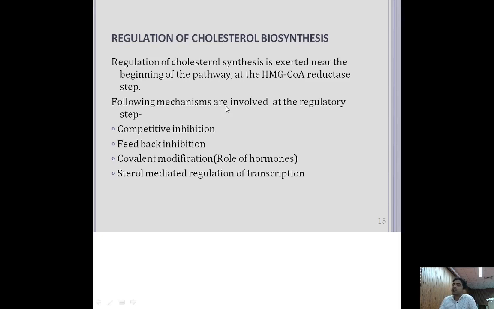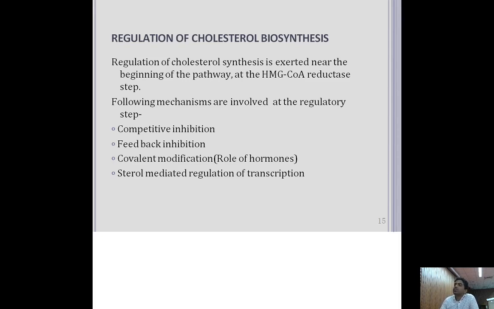So 4 mechanisms work generally here. First is competitive inhibition. Then second is feedback inhibition. You will be knowing what is competitive inhibition, what is feedback inhibition. In competitive inhibition, basically the enzyme required has some similar molecule, and that molecule will go and inhibit the action of the enzyme. Feedback inhibition, the product, either the immediate product of the enzyme or the end product of the pathway, can inhibit the enzyme required.